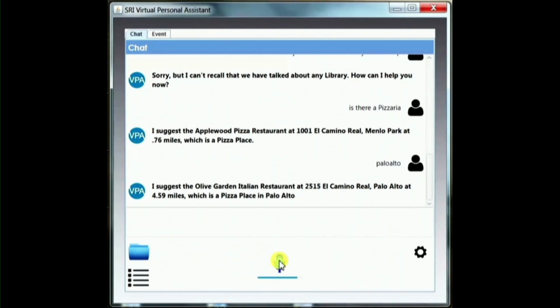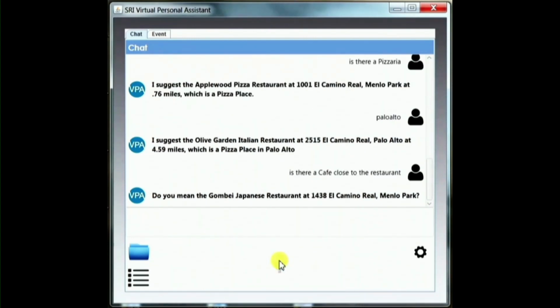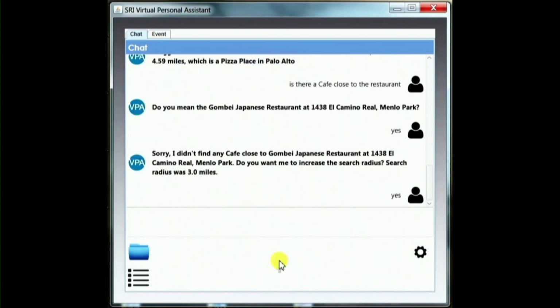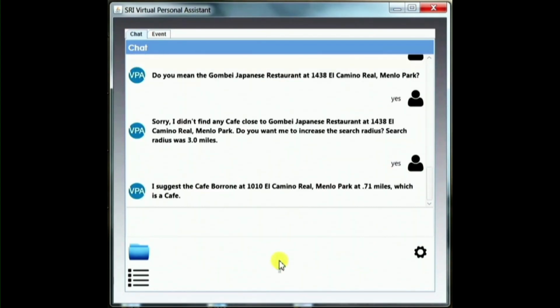Is there a cafe close to the restaurant? Do you mean the Gombe Japanese Restaurant at 1438 El Camino Real, Menlo Park? Yes. Sorry, I didn't find any cafe close to Gombe Japanese Restaurant at 1438 El Camino Real, Menlo Park. Do you want me to increase the search radius? Search radius was 3.0 miles. Yes. I suggest the Cafe Baroni at 1010 El Camino Real, Menlo Park at 0.71 miles, which is a cafe.